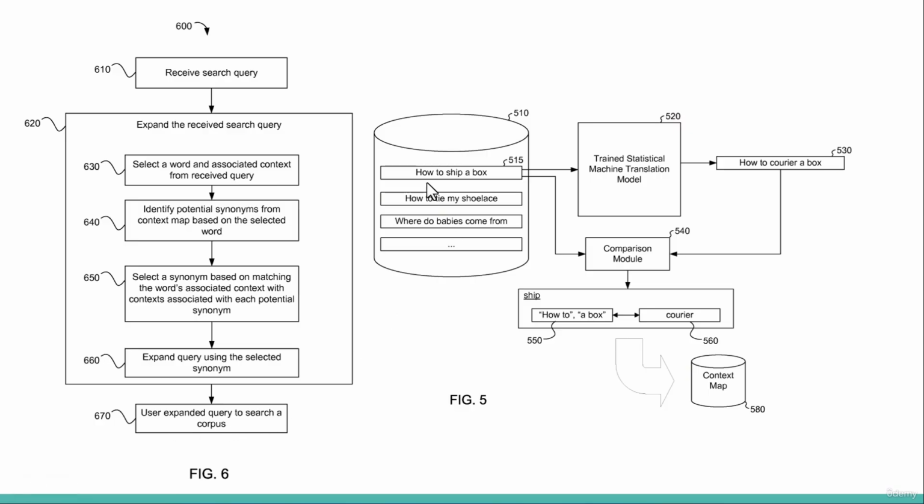Now let's say the query is how to ship a box. This goes into the trained statistical machine translation model, and from there it becomes how to courier a box. The second process involves a comparison model. The query how to ship a box is connected to the courier context map and eventually becomes how to courier a box. This means that the word that was better than ship was courier because more relevant search results were appearing for it. Therefore, it used courier here.